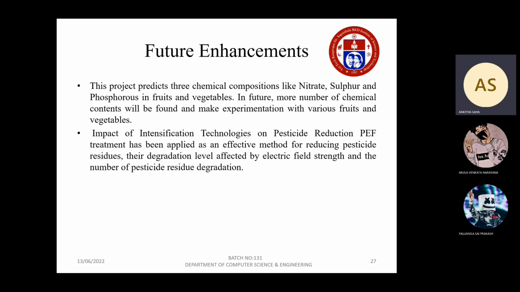So here is the future enhancement. This project predicts three chemical compositions. Our project basically focuses on three chemical compositions. It will detect nitrate, sulfur, and phosphorus present in fruits or vegetables. In future, more chemical contents will be found and experimentation will be done with various fruits and vegetables. The impact of intensification technologies on pesticides has been applied as an effective method for reducing pesticide residues.